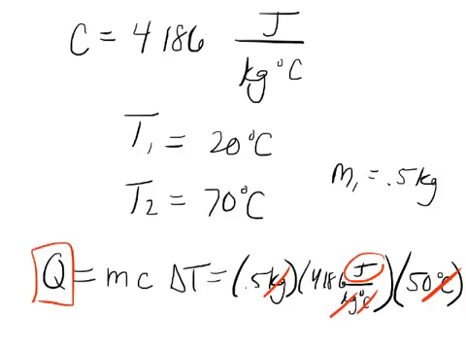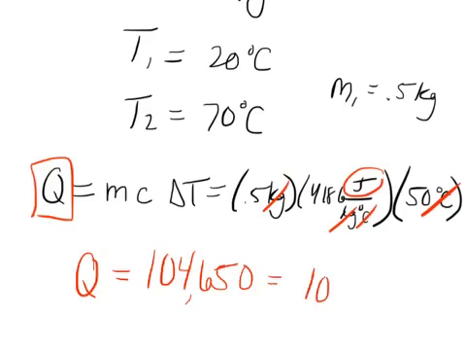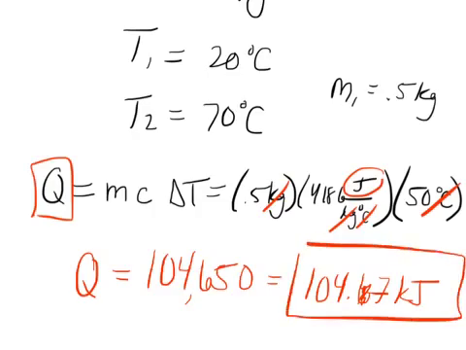And what we'll get as a numerical quantity is 104,650. So approximately 104.7 kilojoules. That would be the heat needed to change water from 20 degrees Celsius to 70 degrees Celsius when the mass of the water is 0.5 kilograms.